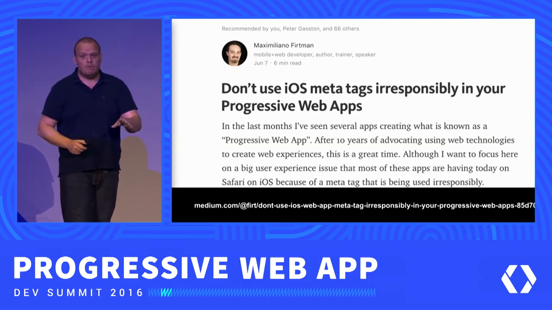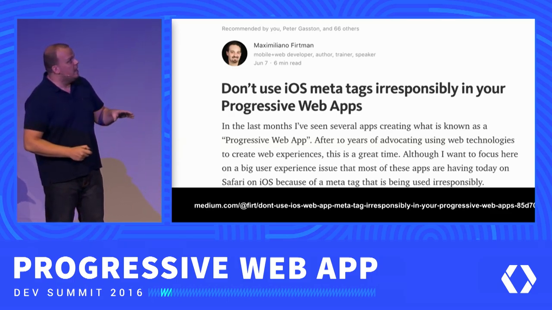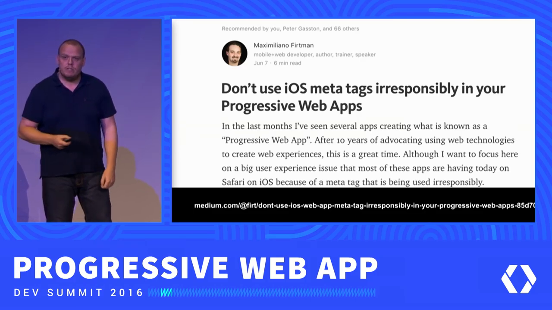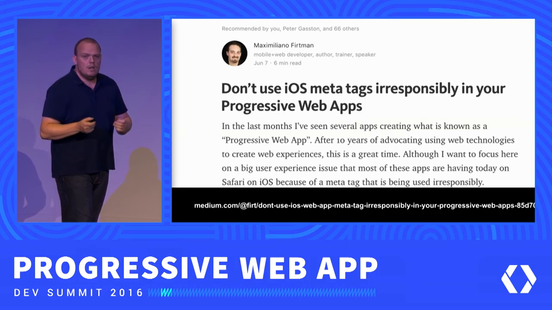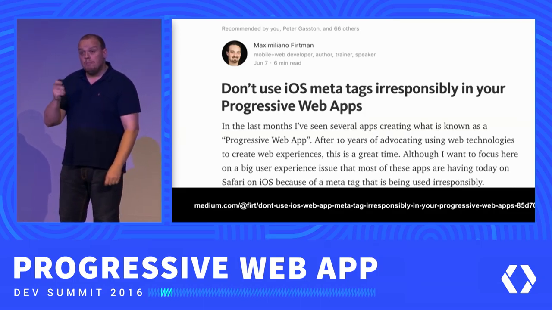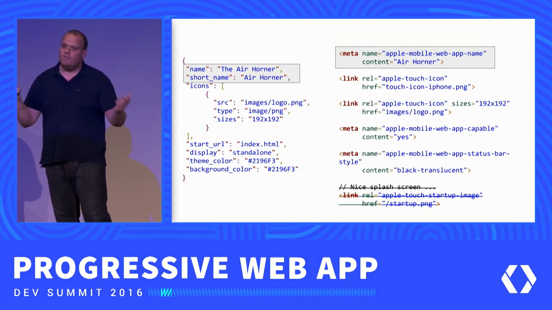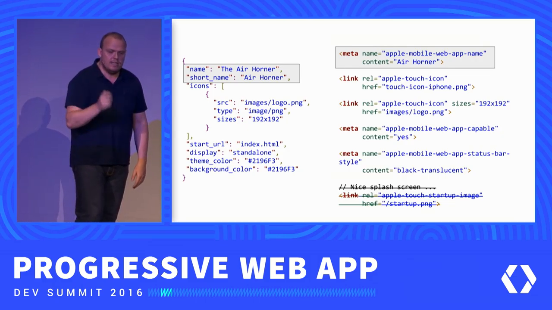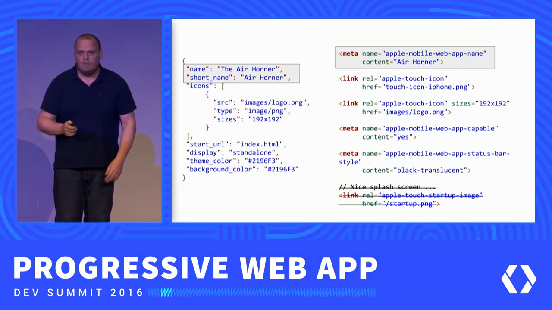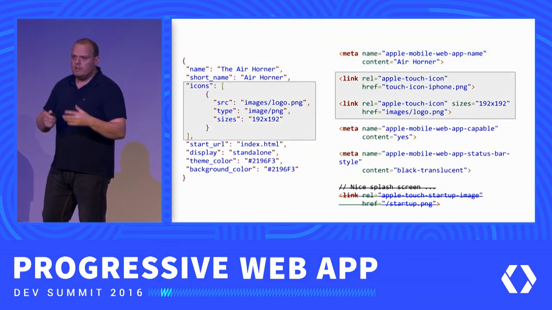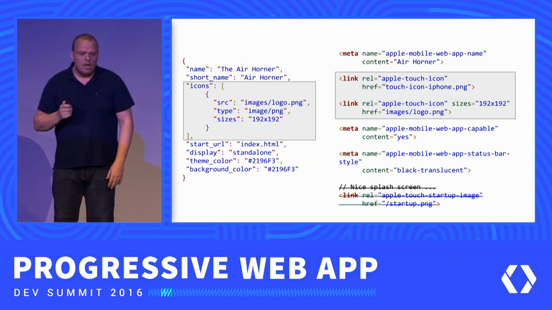Maximiliano Firtman has done a really great blog post in the past couple of days about all the different things that you have to do to have a compatible experience. There are a number of issues with icons and differences between the two platforms, but there are ways to work around it. The interesting thing is that we have all the information that we need. There's a secret meta tag, Apple Mobile Web App Name, which maps to the manifest attributes name and short name. Obviously, we get all the icons and those types of things, which is really good.